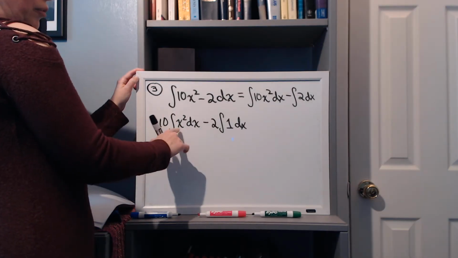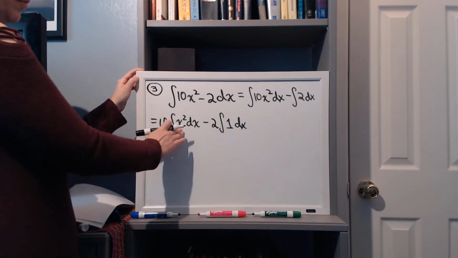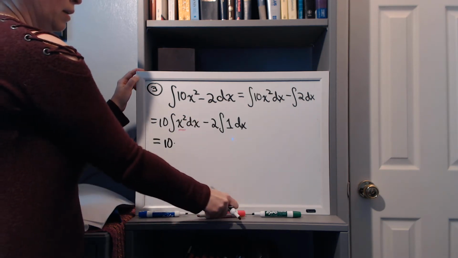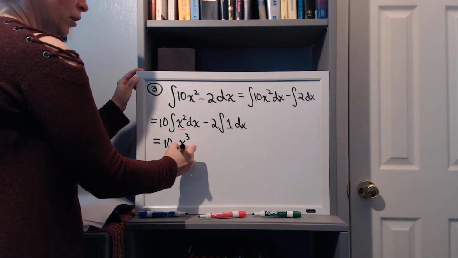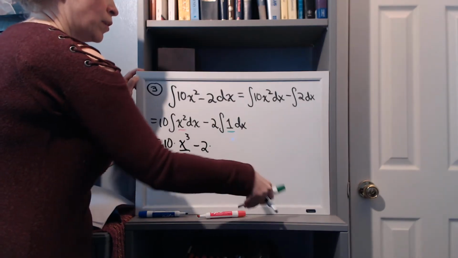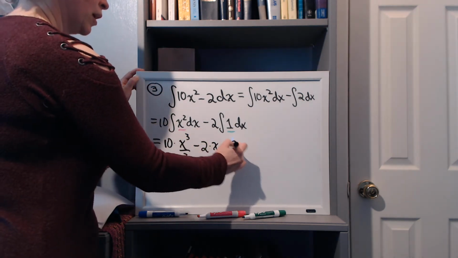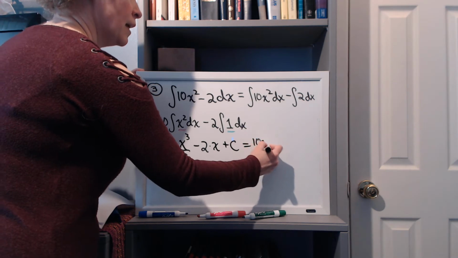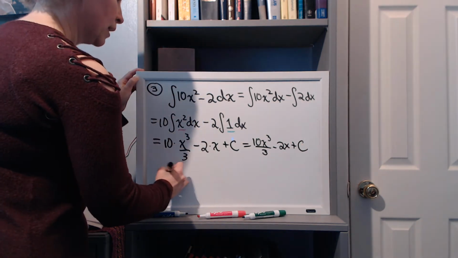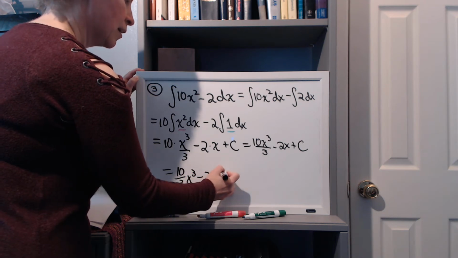Now we have 10 times the integral of x squared dx, so that's going to be 10 from our constant multiple, which we're going to multiply. We're going to apply the power rule now to the x squared, and that's going to give us x to the third over 3. And then we have minus 2, and then we need to find the antiderivative of 1. Well, the antiderivative of 1 is just x. So now we get plus c. So this will give us 10x cubed over 3 minus 2x plus c. Or we can write that as 10/3 x cubed minus 2x plus c.